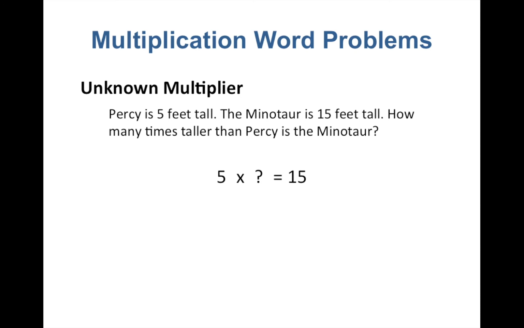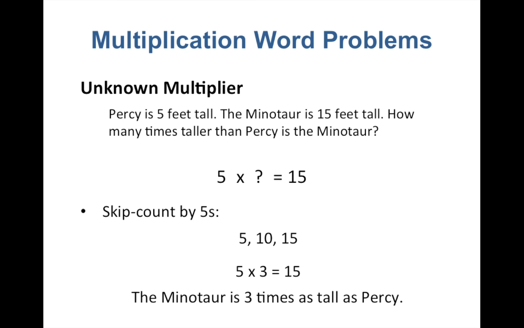So we can again use skip counting. It might be clear to you when you see this. You know the answer right off the top of your head. Let's just practice our skip counting routine, which is to count by 5s because that's the factor we know. 5, 10, 15. We see that we counted 3 times to get to 15, so our missing factor must be 3. 5 times 3 equals 15, or 15 is 3 times bigger than 5. The Minotaur is 3 times as tall as Percy.